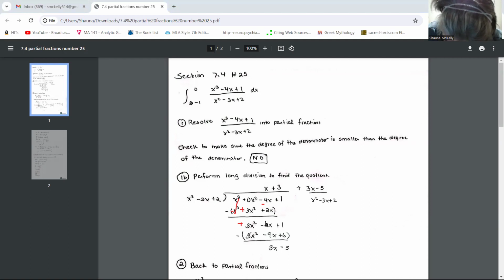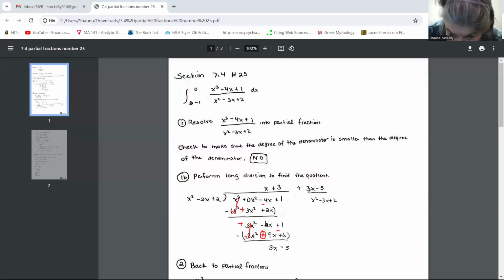This is going to be -3x squared. It's going to drop. There's going to be a plus 9x when I change the sign on it. And then this 6 will be negative, and I change the sign. So this becomes 3x minus 5. This is my remainder. So my partial fraction looks like this.